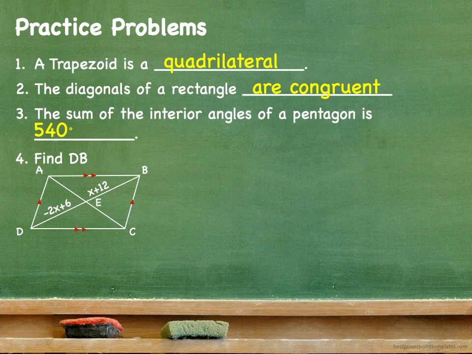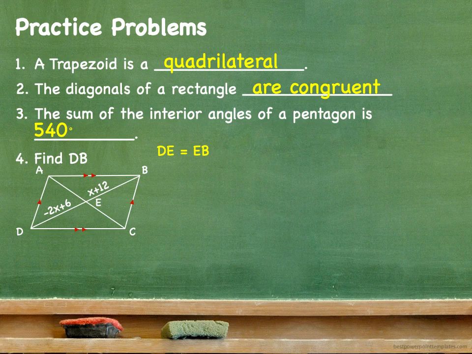Now, if we look at number 4, we have another parallelogram. We don't know that this is a rectangle or anything else. We just know we have 2 sets of parallel sides. If we have 2 sets of parallel sides, we have a parallelogram. Parallelogram diagonals bisect each other. So D to E is equal to E to B.